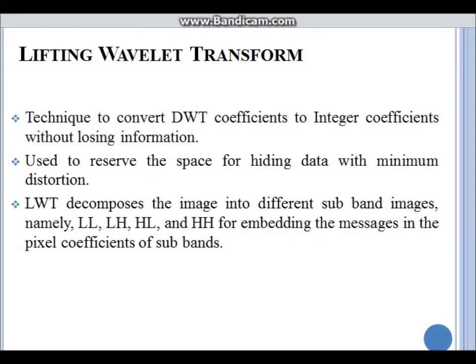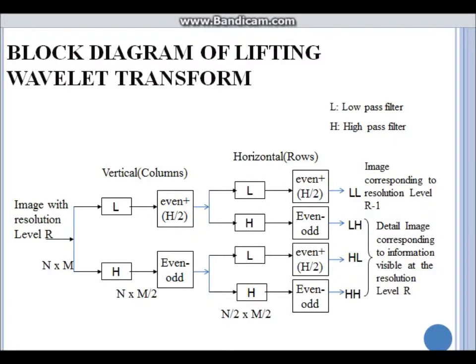Lifting wavelet transform. Lifting wavelet transform is used for converting DWT coefficients to integer coefficients, and it is also very much useful for reserving the space for hiding data with minimum distortion. This is the block diagram of lifting wavelet transform.